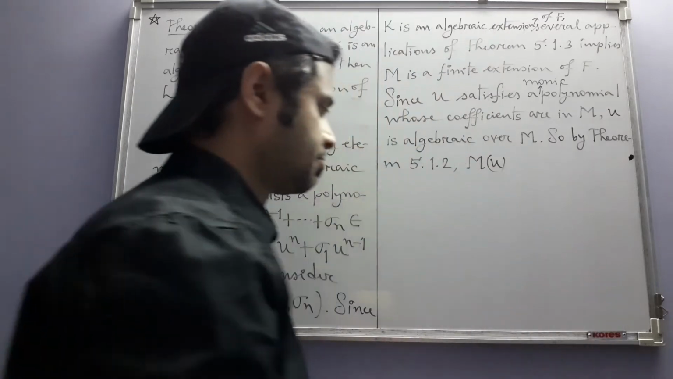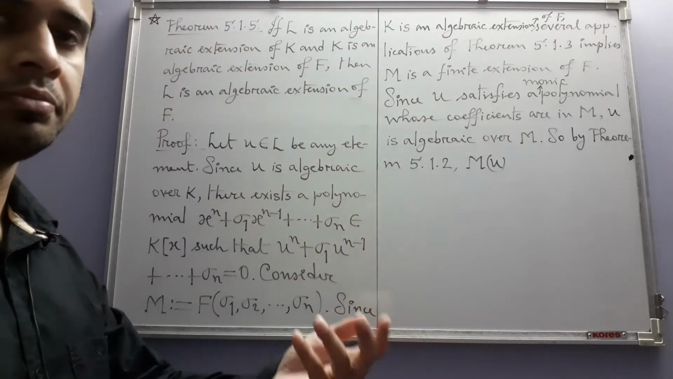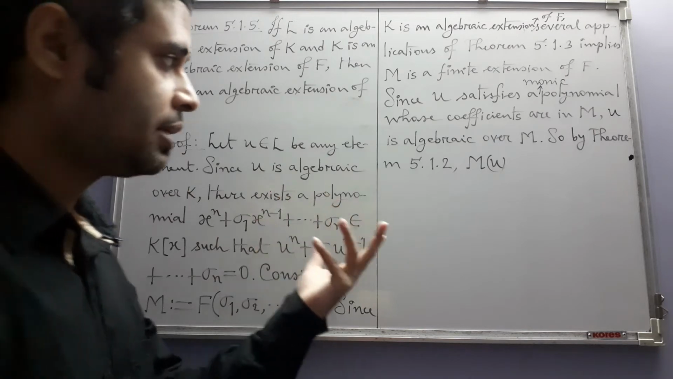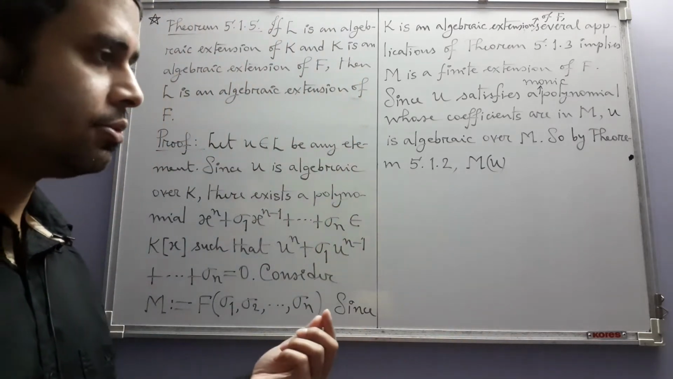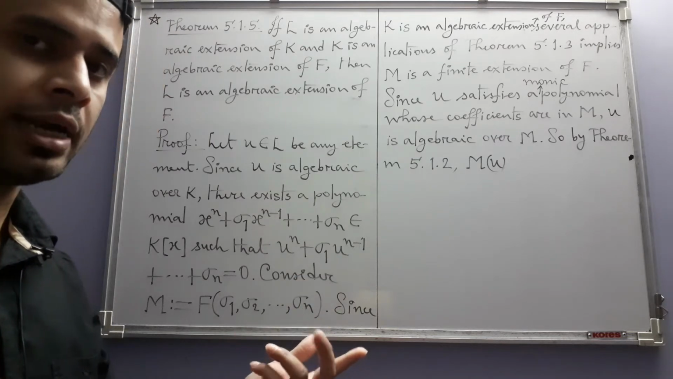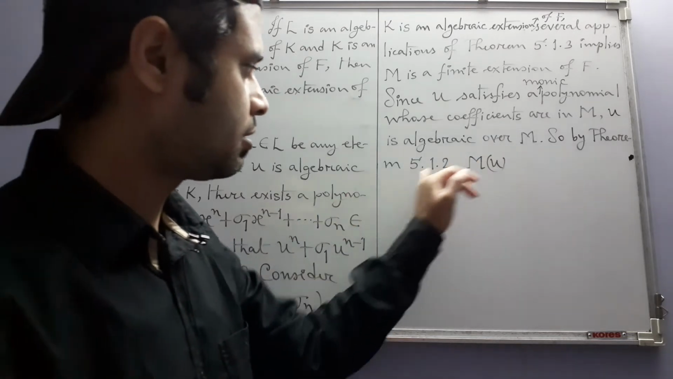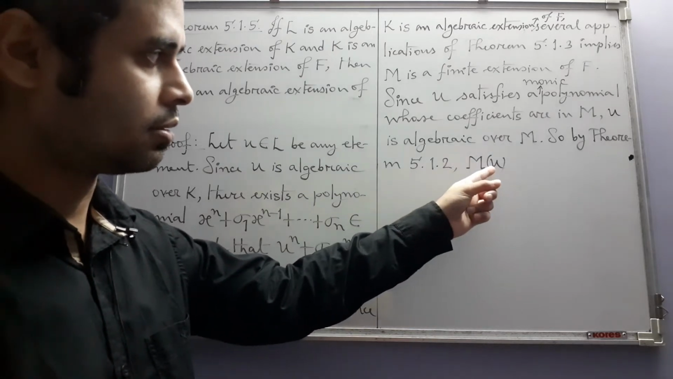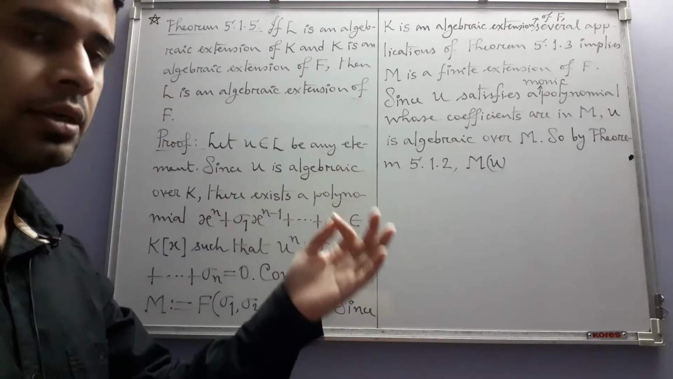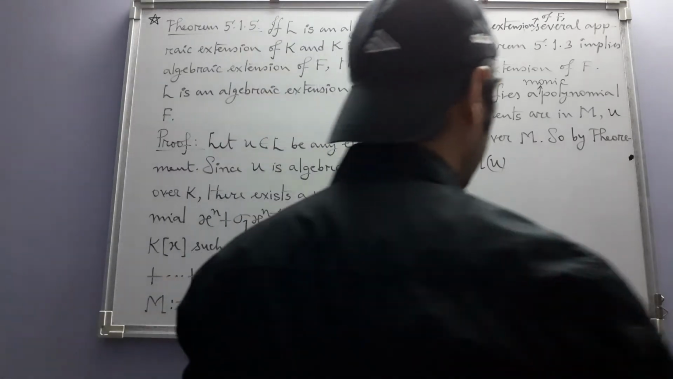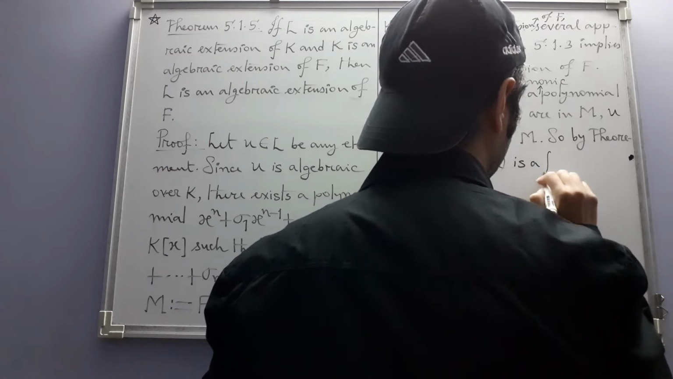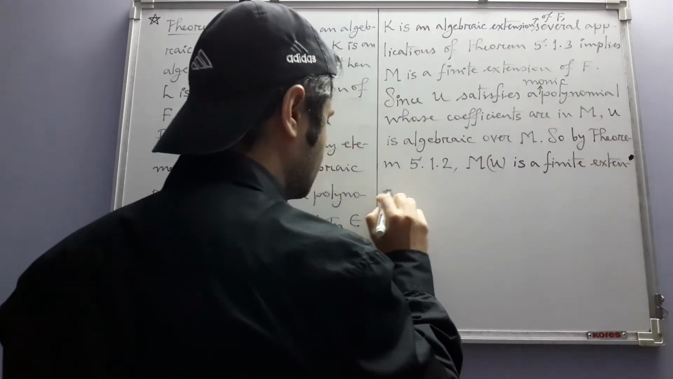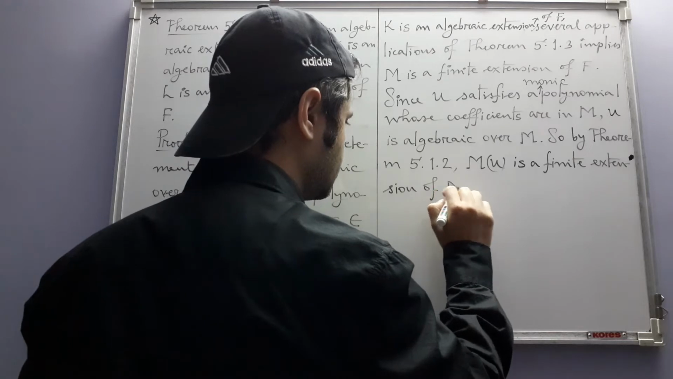Naturally, if an element is algebraic over some field, then you adjoin that element to the field, you get an extension that will be a finite extension of the original field. That's what theorem 512 says, and the converse is also true. If the extension is finite, then the element that has been used to extend the field will be algebraic over the field. So this is a finite extension of M.